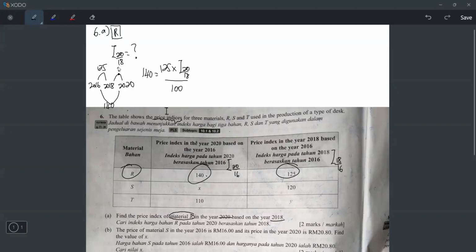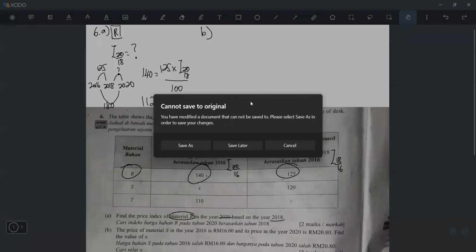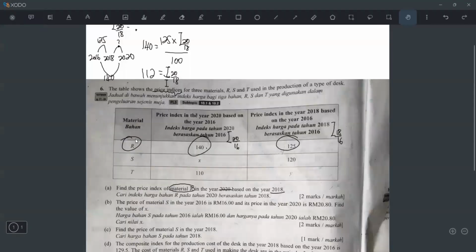So this one times this part, which is the I of 2018, divided by 100, equals 140. So what is I 20 over 18? First, I will press 140 times 100, and then divide by 125. 112. So done, that's the answer. No need to write RM because it's not P. It's the price index. Okay, let's go to B.